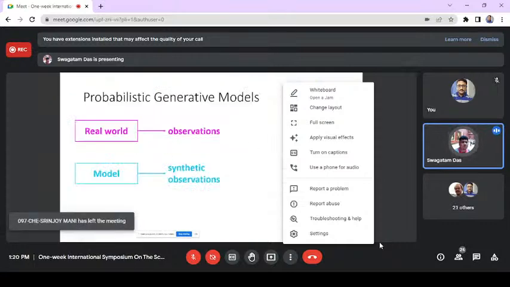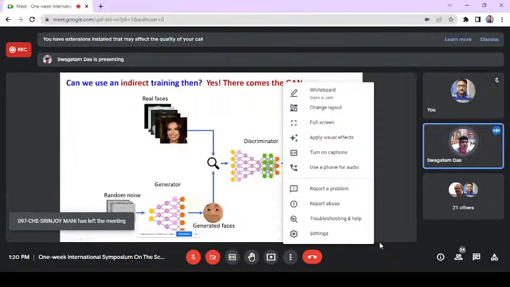So how does a GAN work? GAN comprises two neural networks. One is called the generator and the other is called the discriminator. The input to the generator is some kind of vector, and this generator is a deconvolutional network. What did I say just 2-3 slides back?